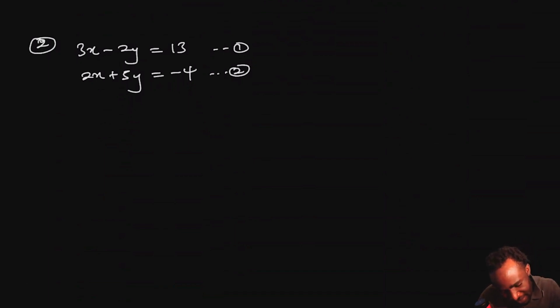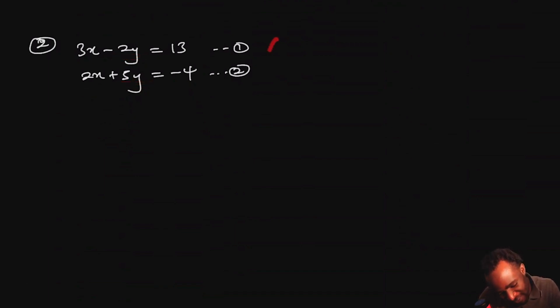You have to decide which variable we want to eliminate. So in my case, I take a look at these two. What do they have in common? Let's say, for instance, this time I want to eliminate y, right? So we have minus 2 over here, and we have 5. What can I do?